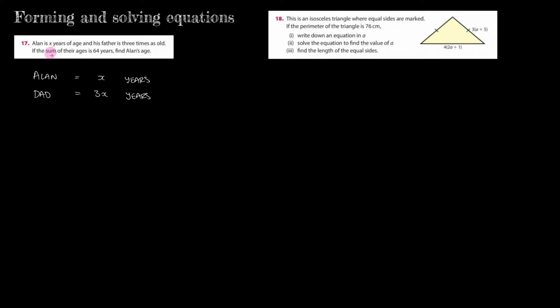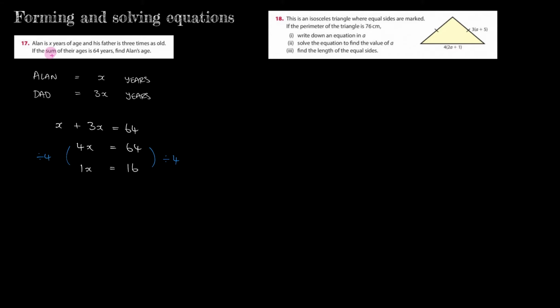So let's just check. X plus 3X will be equal to 64. That means that 4X will be equal to 64. If I want to find out what 1X is, I need to divide both sides by 4. To go from here to here, I need to divide by 4. But if I divide that side by 4, I have to divide this side by 4. And 64 divided by 4 will give us an answer of 16.